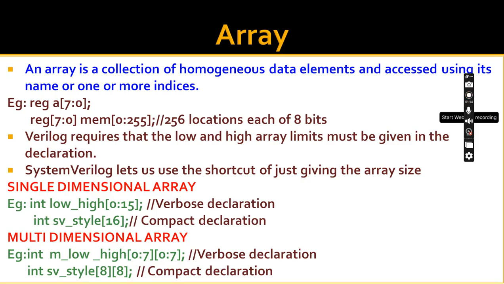In Verilog, while declaring an array, we must specify both low and high range. But in SystemVerilog, we can simplify this by using compact declaration. Here you can see in a single dimensional array, int low high, we have used verbose declaration, that means 0 to 15. And in compact declaration we have directly written 16. Similar is the case with this multidimensional array. Here is the verbose declaration and this is the compact declaration of this array. From this we can say SystemVerilog allows us to directly give size instead of range.